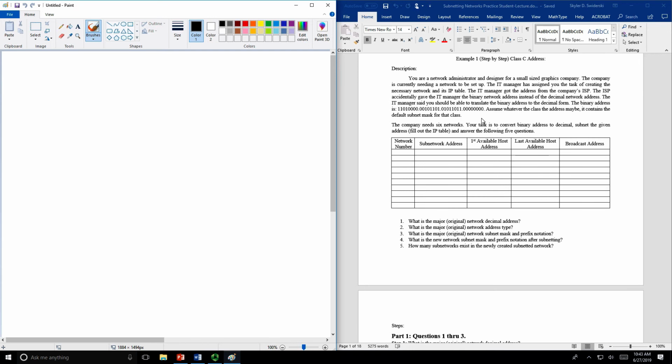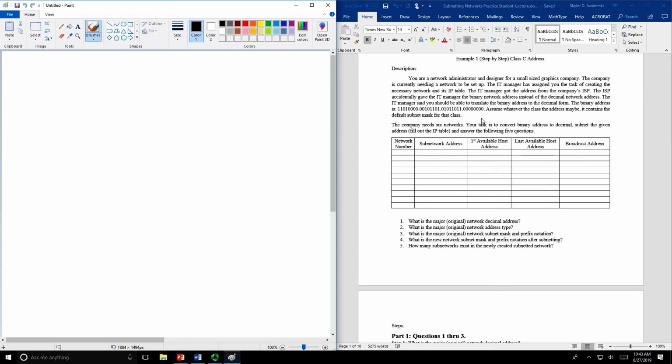So in this step-by-step problem, it tells us that you are a network administrator and designer for a small graphics company. The company is currently needing a network to be set up. The IT manager has assigned you the task of creating the necessary network in its IP table. The IT manager got the address from the company's ISP. The ISP accidentally gave the IT manager the binary network address instead of the decimal network address. The IT manager said that you should be able to translate the binary address to the decimal form.